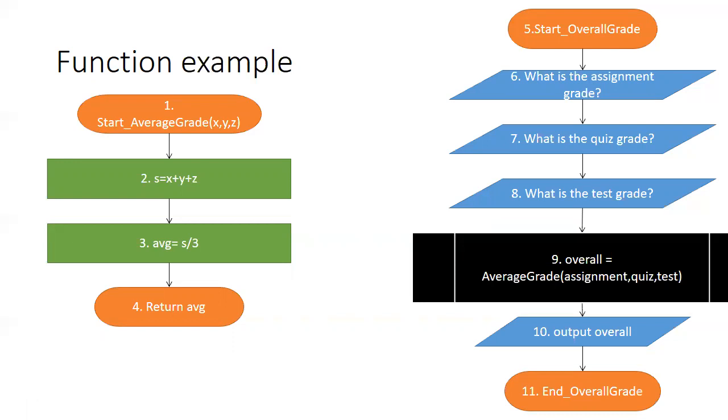So what's associated with average? S, AVG, XYZ, they're all associated with average. So they live here. XYZ lives here. There's no XYZ here, right? What do we got here? We got assignment, test, lab, right? There's no XYZ.